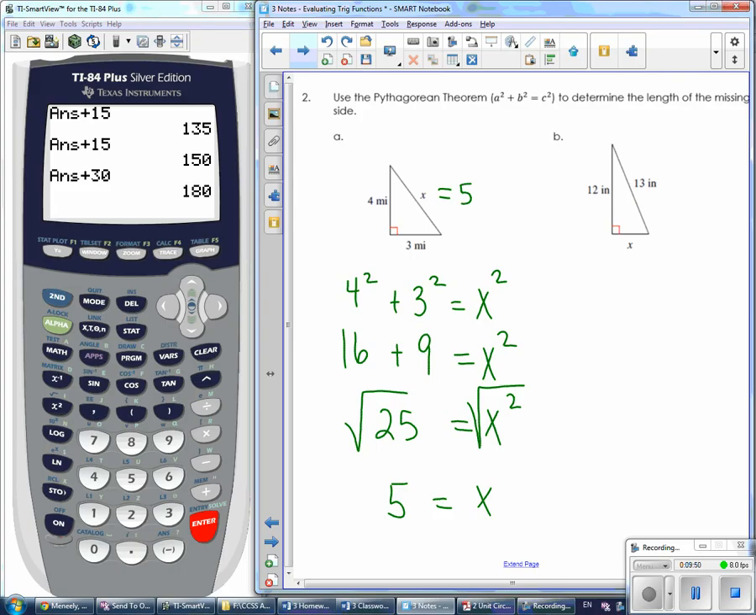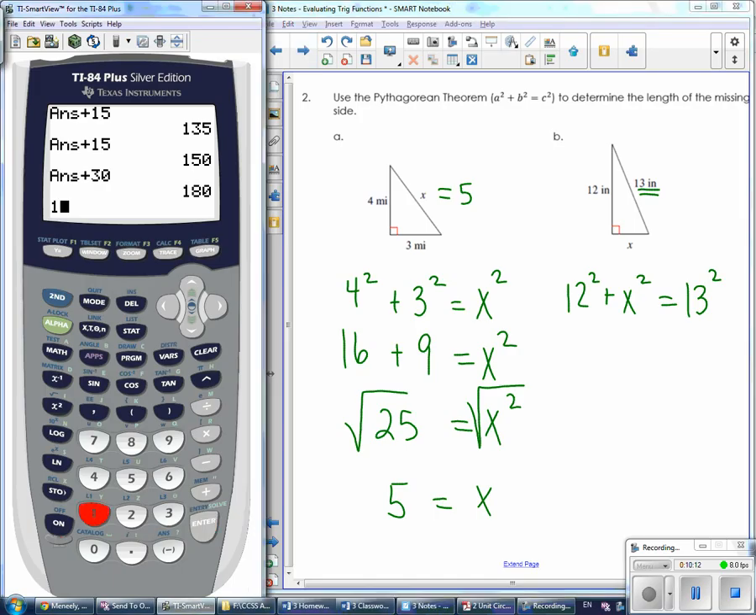In letter B, notice this time we have the value of the hypotenuse, but we're missing the length of one of the sides. So I've got to make sure that I set up my equation correctly. This is basically telling me that 12 squared plus x squared is equal to 13 squared. Okay? These are perfect squares that you will need to know on the test. So 12 squared, this is something you're going to have to remember.